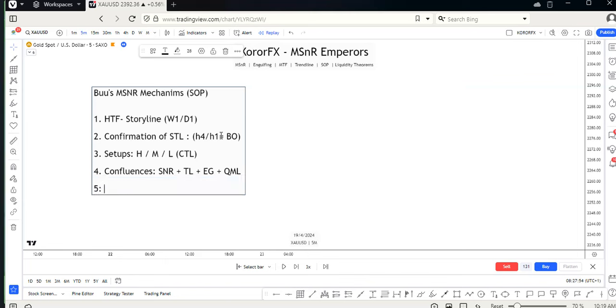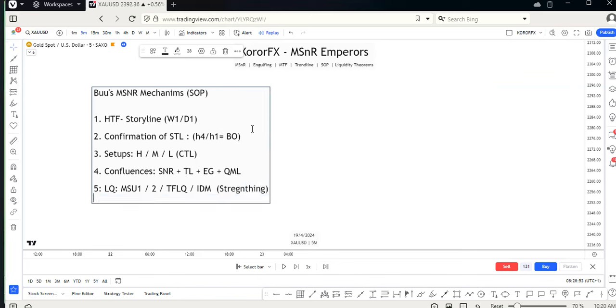Yeah. So what is the last thing that you have to add? Entry? Not yet, okay? We still have to look for key liquidity zones. Liquidity types. What's the liquidity type? We will look for MSU type 1 or type 2 or TL, transferal liquidity, or IDM, inducement liquidity, for strengthening your setup, all right. So that's for other confluence.